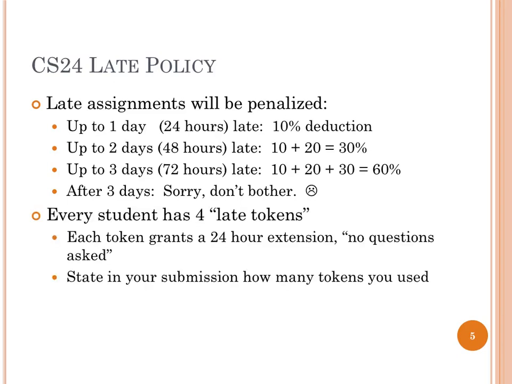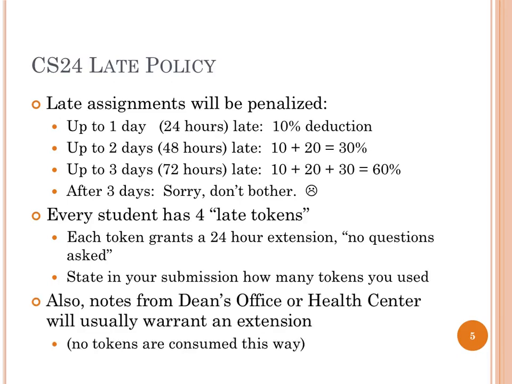The carrot is that we give you late tokens, which can only be used in whole amounts. You can't use a half late token, and you can't use it on a partial assignment. But basically the token gives you 24 hours of extension, no questions asked. Okay? And so in your submission there will be a place to say this is how many late tokens I am using.